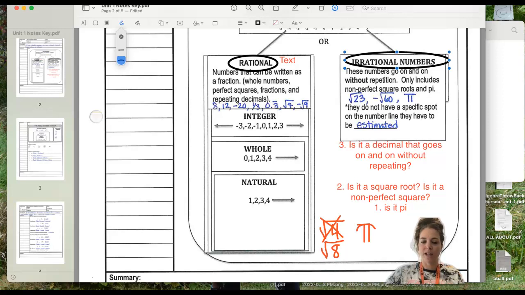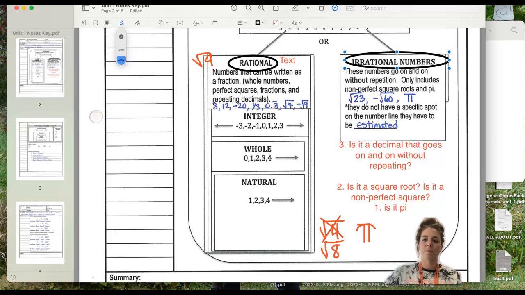Number 2, does it have a square root symbol on it? If it does, and it's a perfect square, it's rational. So we're going to cross it off. It's not an irrational number. It's going to go over here. Perfect squares are over here. If it's a non-perfect square, then it is irrational.